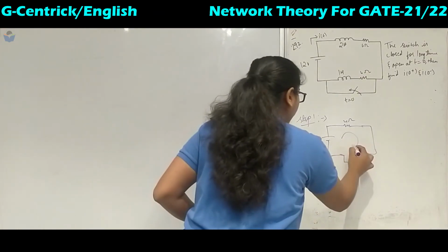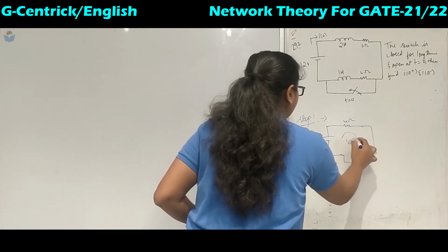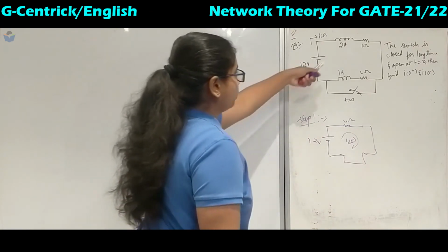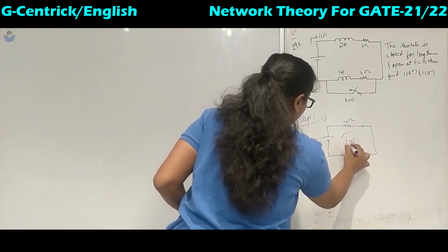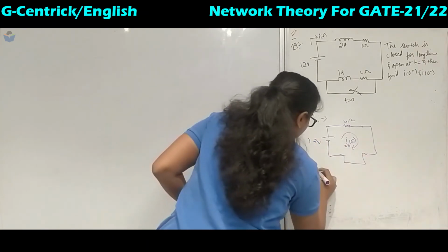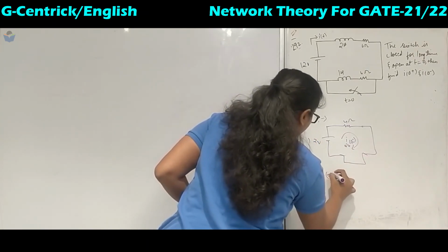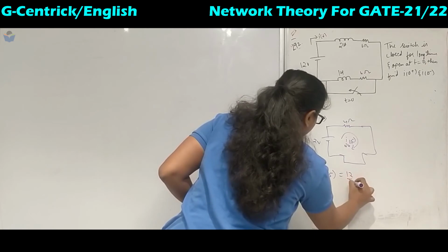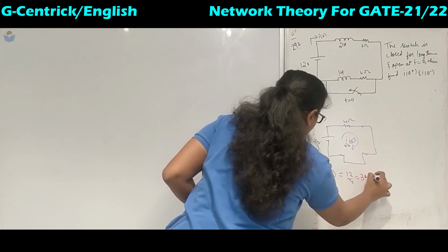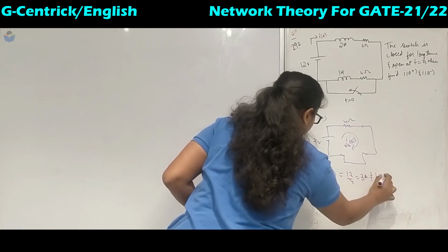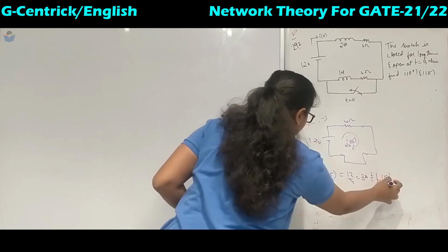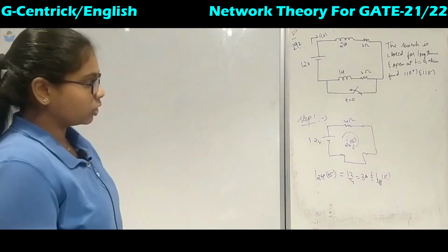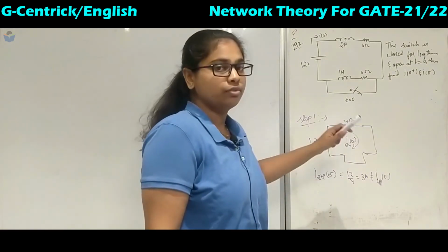The current flowing in this will be IL of 0 minus. Which current will it be? It will be of 2 Henry. So at 0 minus, the current is 12 over 4, which is 3 ampere, and this is not equal to the current of 1 Henry at 0 minus. That is because the KCL will fail.